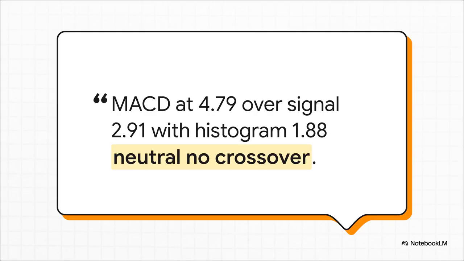So what did our analyst find with this tool? The key phrase to focus on is "neutral, no crossover." What that tells us is that while one line is technically above the other, which is kind of positive, they haven't made a big decisive cross yet. The momentum isn't screaming that a big move is coming.